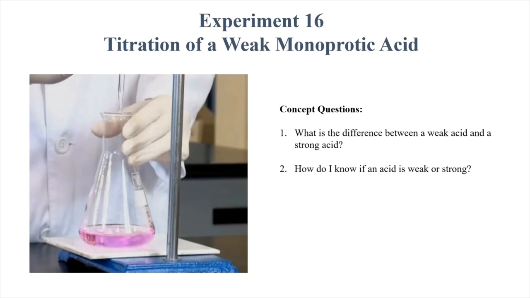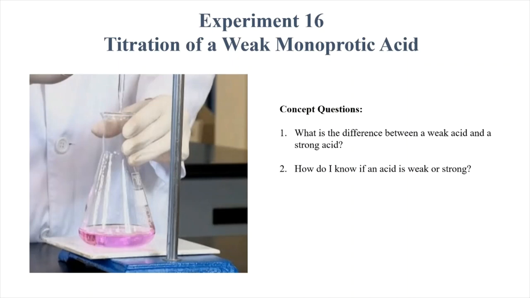So in experiment 15, we visualized the endpoint using an indicator. So we relied on the indicator to change color, and that was a visual cue for when we had hit the endpoint. And we remember that the endpoint is an approximation of the equivalence point, because even though it's very, very, very close, because the indicator will change just slightly past pH 7 at pH 8.2, there's still a slight difference there. And depending on how little in terms of color you can get it, you're getting an approximation of the actual equivalence point. A very good approximation, but approximation nonetheless.